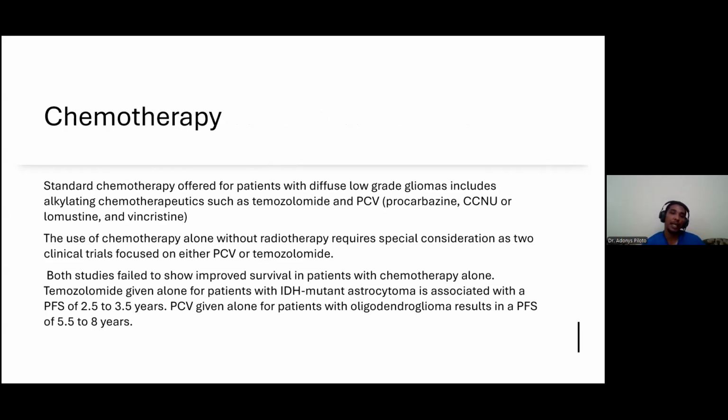The use of chemotherapy along with radiotherapy requires special consideration, as two clinical trials focused on either PCV or temozolomide. Both studies failed to show improved survival in patients with chemotherapy alone. Temozolomide given alone for patients with IDH mutant astrocytoma is associated with progression-free survival of 2.5 to 3.5 years. PCV given alone for patients with oligodendroglioma results in a progression-free survival of 5.5 to 8 years.